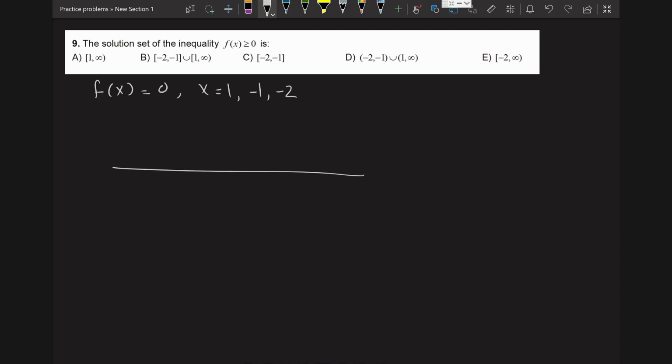So I can draw my number line here. I have -2, I have -1, and I have 1. And then this is all 0, 0, and 0. The thing is, we don't know in this range right here, and this range, and this range, and this range, whether it's above or below 0. So a good thing would be to substitute numbers in those ranges and see what we get.